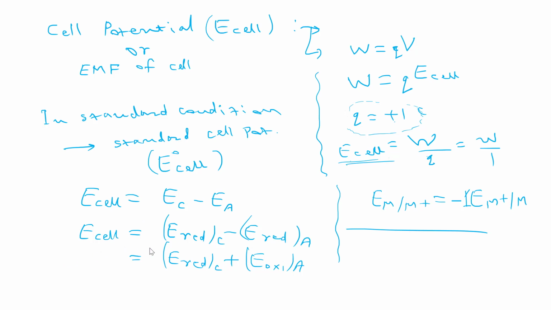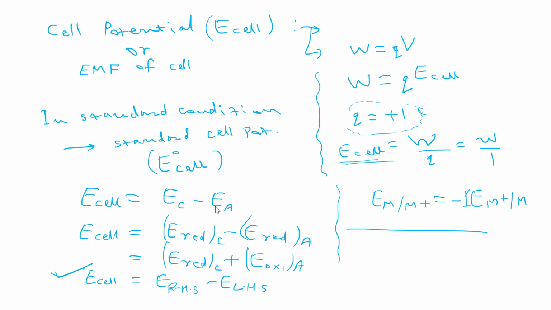Now you can rewrite this equation in many forms. Like for the reduction potential of cathode, you can write the oxidation potential of cathode, which becomes minus one times E reduction of cathode. And you can rewrite this equation as E cell equals E of the cathode half cell, which is the right hand side compartment, minus the left hand side. So E R H S minus E L H S. This is also a formula for calculation of cell potential.